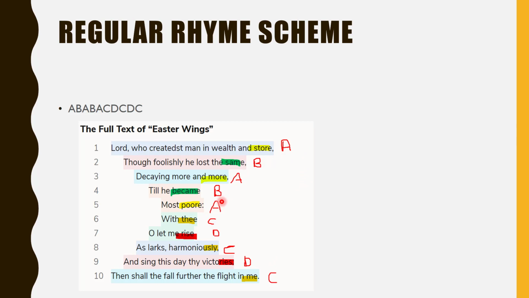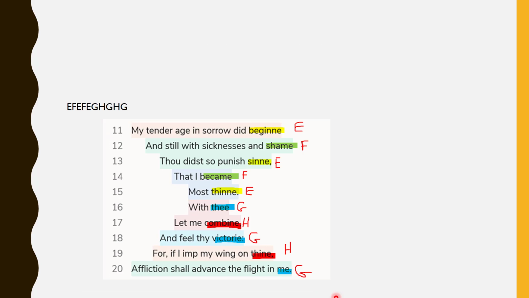Okay? And the second stanza: rhyme E, begin, thin; rhyme F, shame, became; and rhyme G, the, victory, me; and rhyme H, combine and thine. So rhyme E, begin, sin and thin. So we have E, F, E, F, E, G, H, G, H, G.